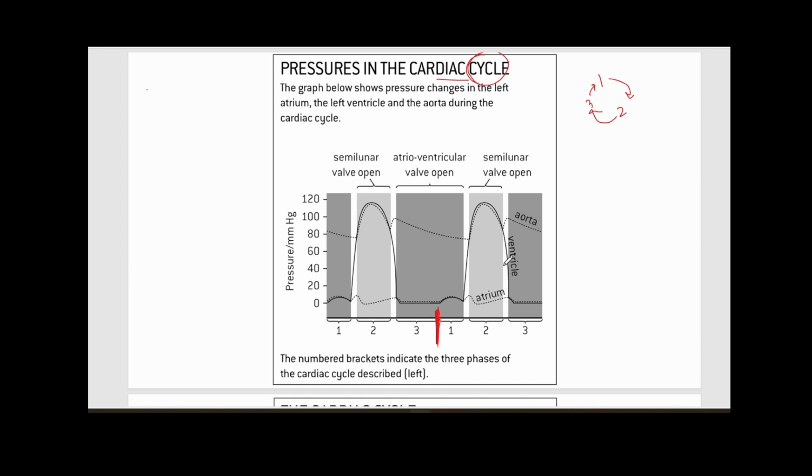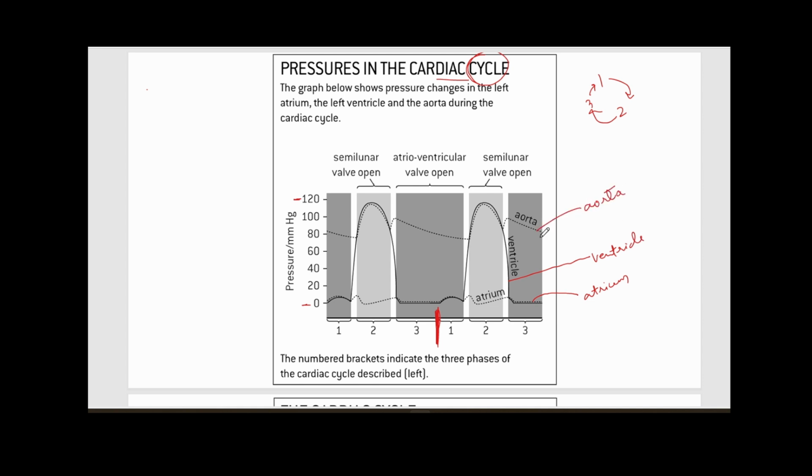So let's understand. On the y-axis, we have taken pressure in millimeters of mercury, starting from 0 to 120. There are three things which they have shown in this graph. The lowermost dotted line is the atria. Okay, this is the atrium line. This regular line shows the ventricle, and this line on top is the aorta.